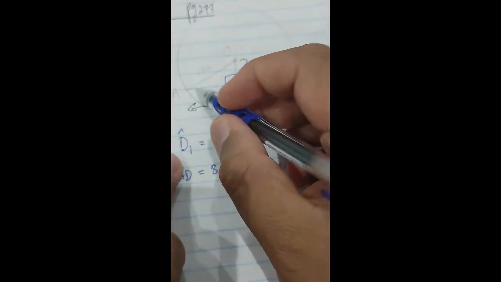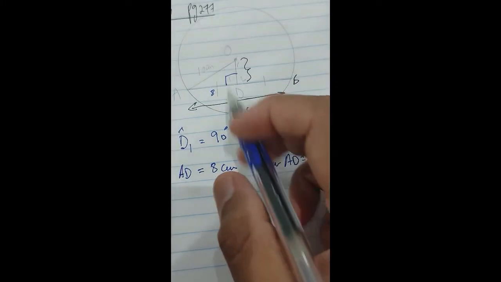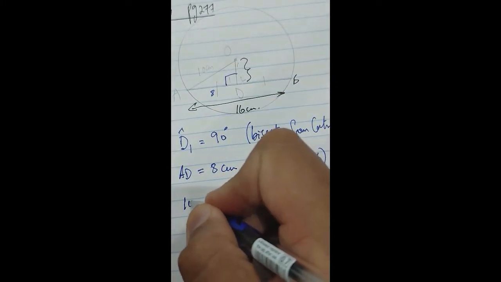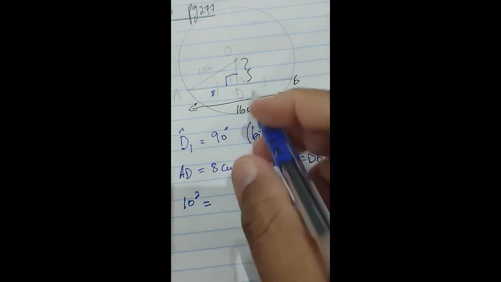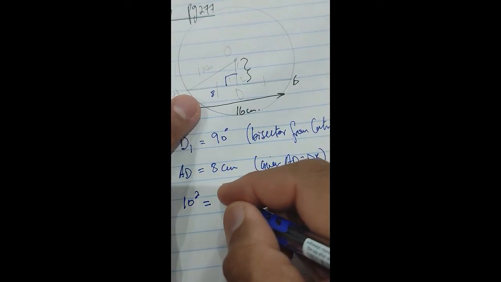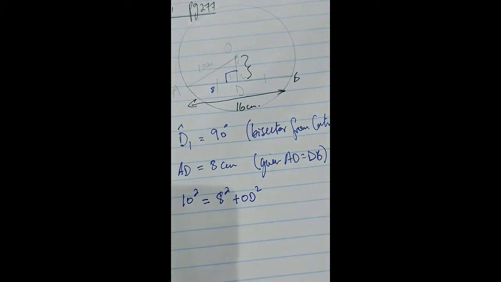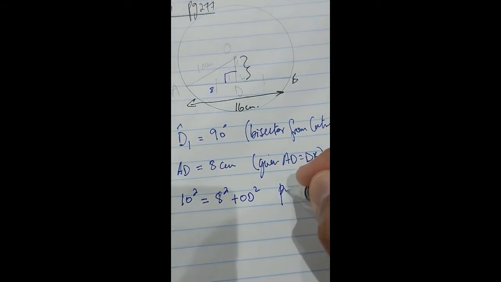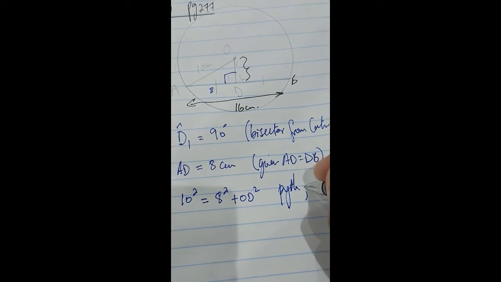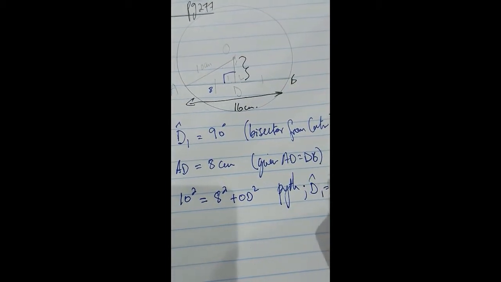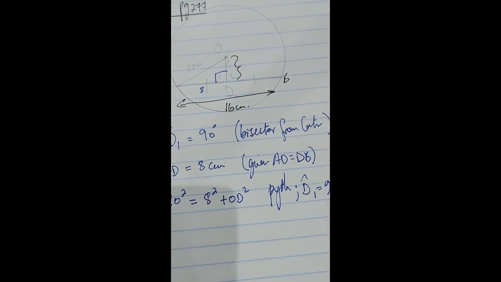Now we can apply the theorem of Pythagoras, which says the hypotenuse squared, so I go 10 squared, is equal to the sum of the other two sides squared. So it's going to be 8 squared plus OD squared. And your reason here is Pythagoras with angle D1 equals 90 degrees. Okay?